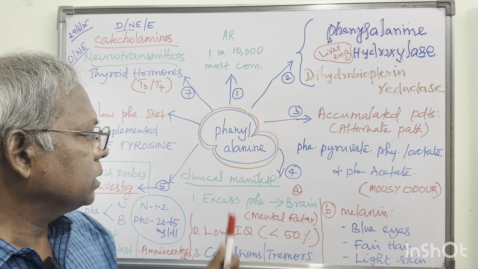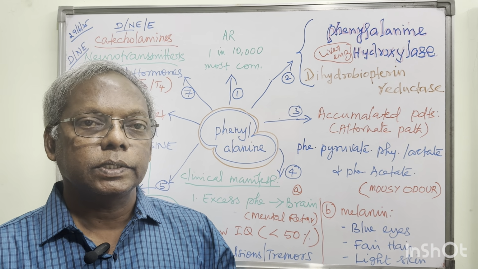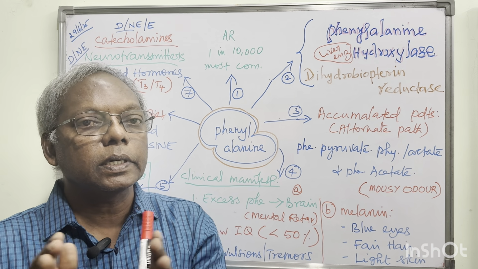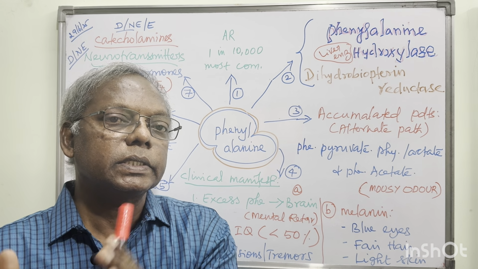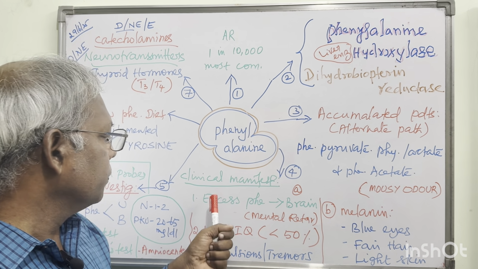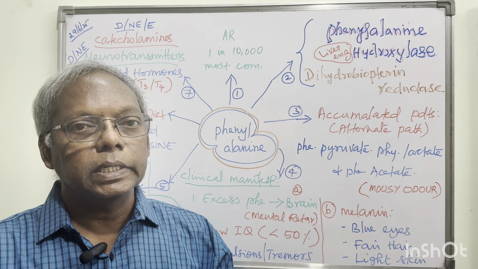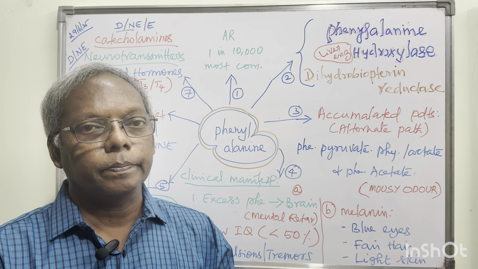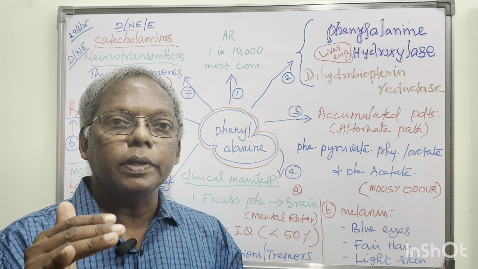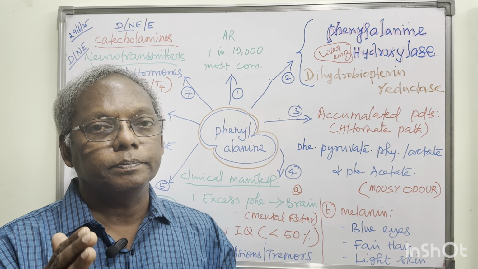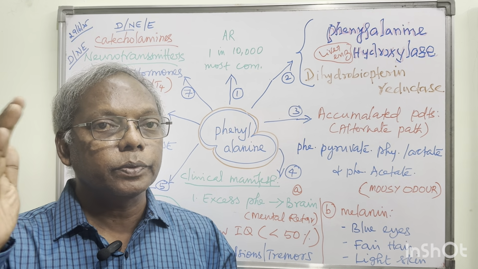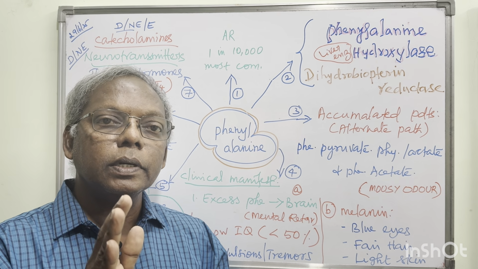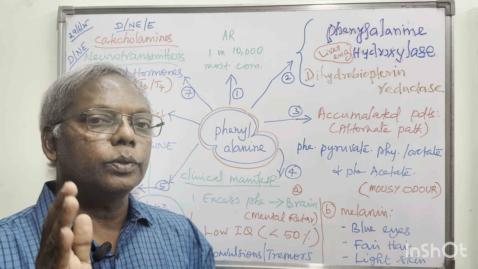Next one is clinical manifestation. With the defective synthesis of phenylalanine hydroxylase, what are all the symptoms or clinical manifestations the baby will have? First, it will affect the brain. The accumulated product in the brain will produce mental retardation. So the baby always has less than 50 IQ. Usually 70 to 80 is required. The phenylketonuria babies will go for less than 50 IQ.